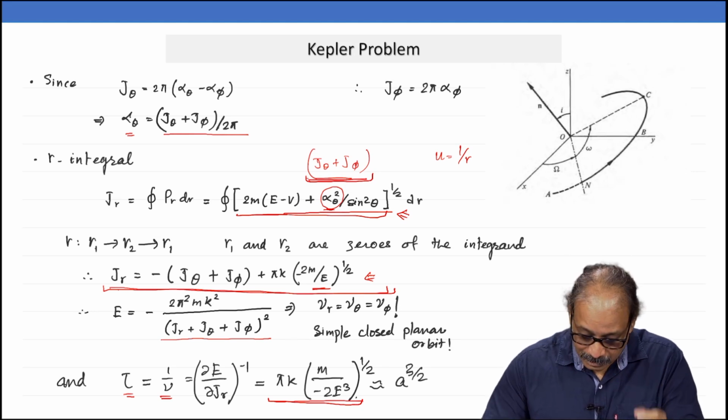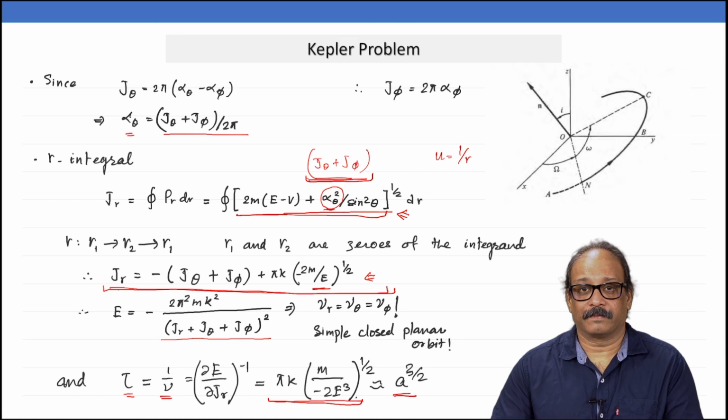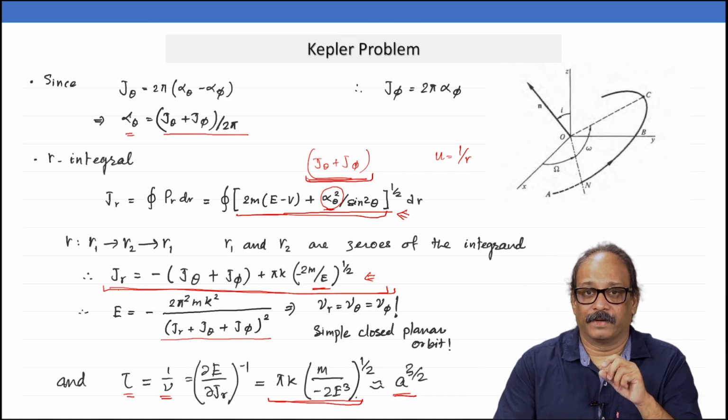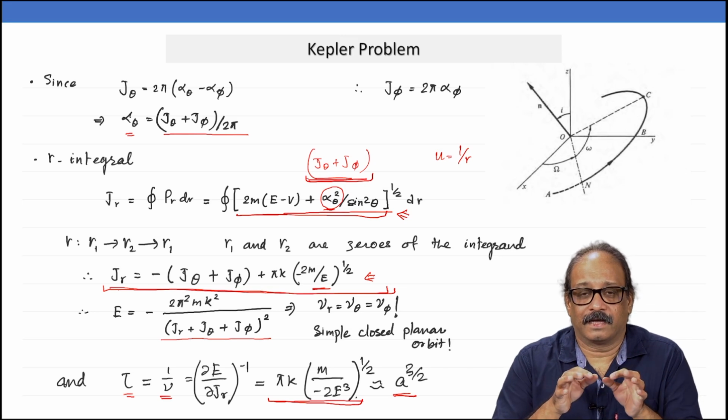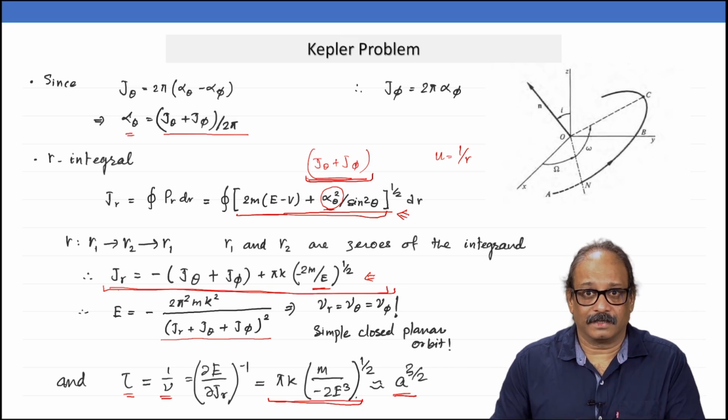And E is proportional to the semi major axis. So, finally, you get Kepler's law here, and remember, for all this calculation I have just used the action angle variables method. We have not solved the rest of the problem.